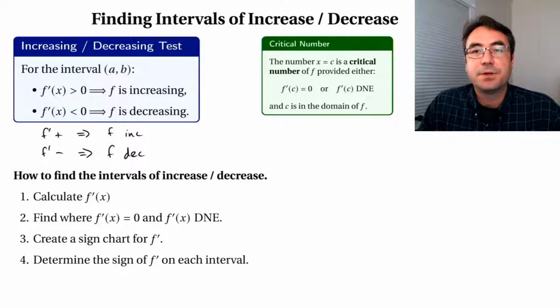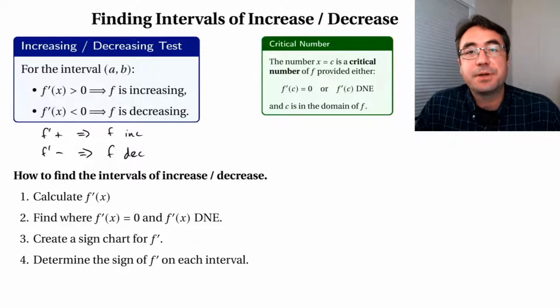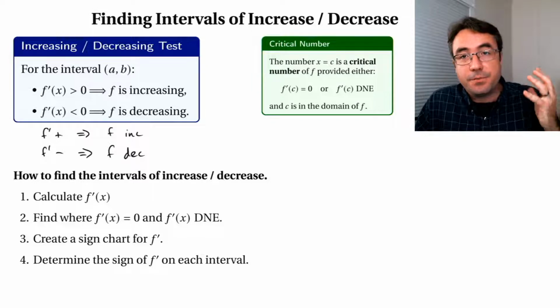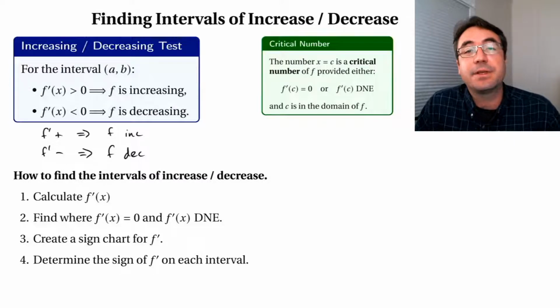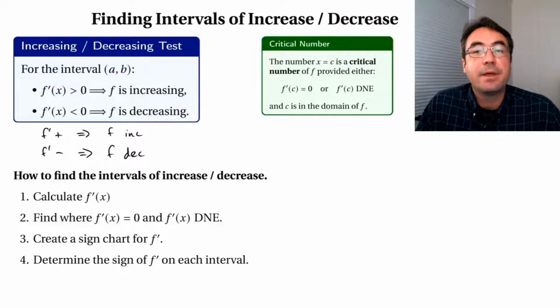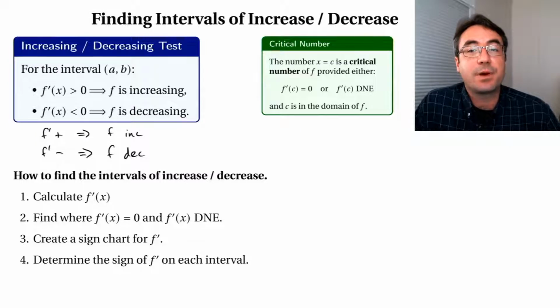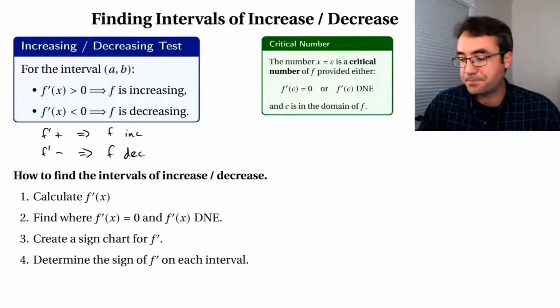All right, so we're going to use this. The strategy we're going to use to figure out the intervals of increase and decrease is that we want to find where the derivative is positive and where the derivative is negative. So our steps here: step 1, we first need to calculate the derivative. Step 2, we need to figure out where the derivative is equal to 0 and where the derivative is undefined. Then we're going to create a sign chart for f prime, and then we'll figure out the sign of f prime on each of the resulting intervals.